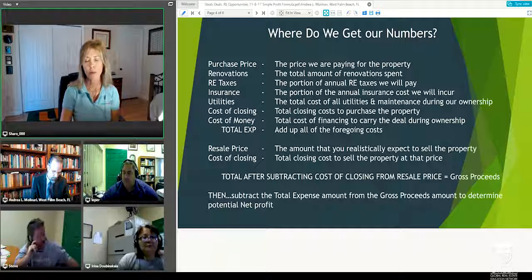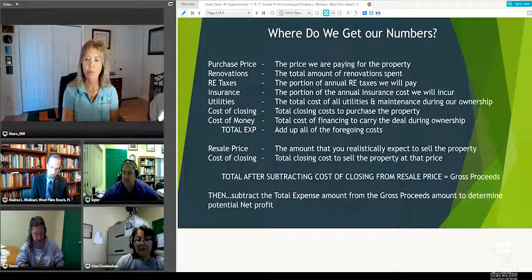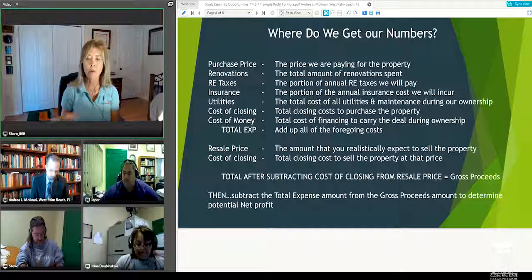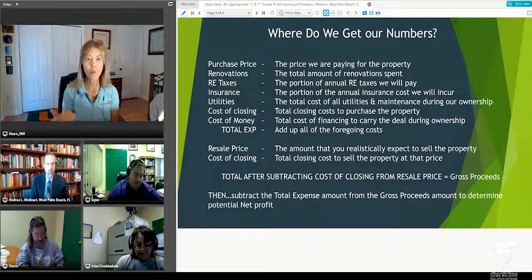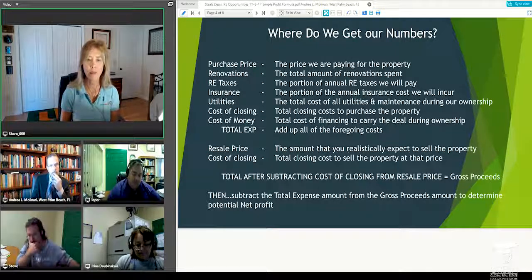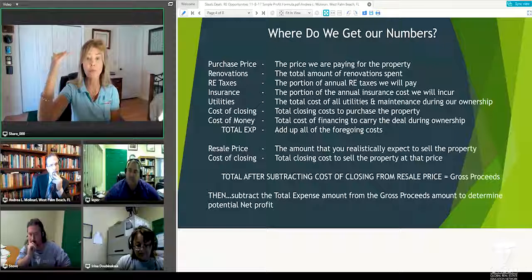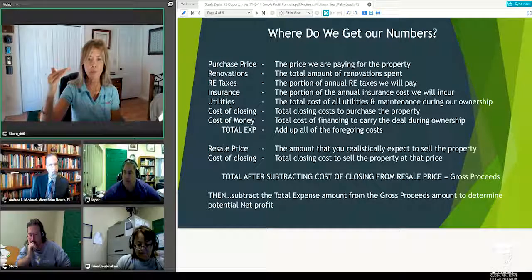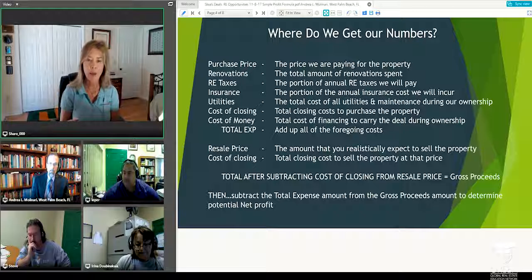Then we're going to take into consideration the resale price, which we already talked about. So this is the amount that we realistically expect to sell the property for. So even if you're going to market the property for a little bit more, when you're calculating your spread, your profit, you're going to want to use a number that you're satisfied with taking, a realistic number that you think even if you market it higher, maybe you'll get more. But let's be conservative here and say even if we only get this price, this is what we're going to use, okay? And then all of your costs to close the deal at that dollar amount.